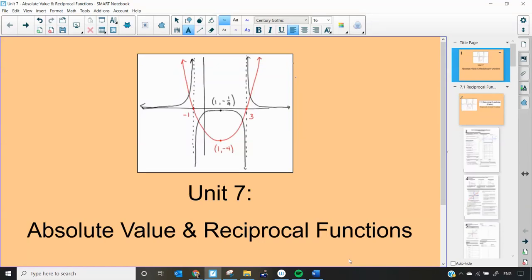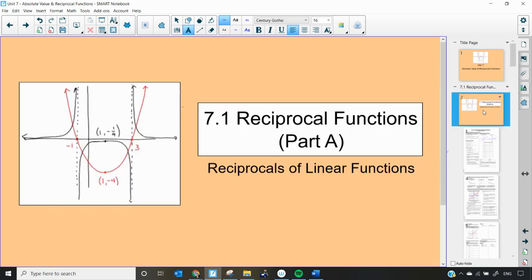Welcome back, guys. Today we're going to be starting Unit 7, which is on absolute value and reciprocal functions. So in this unit, we're going to be looking at two specific types of functions. The first will be reciprocal functions, and then we'll get into talking about absolute value functions. We'll also look more specifically at piecewise functions, and then we'll finish off the unit by solving absolute value equations.